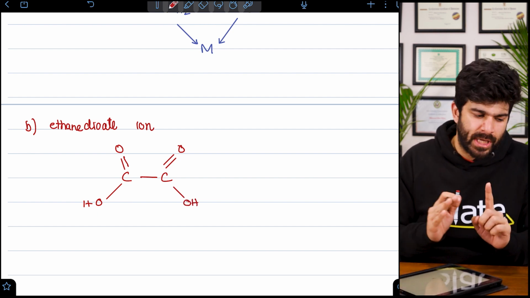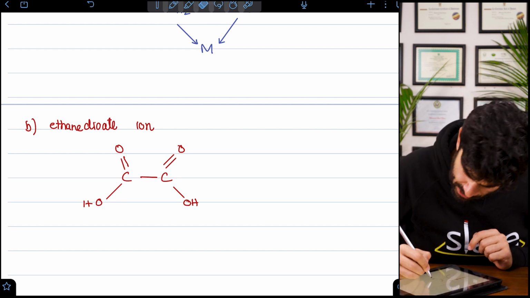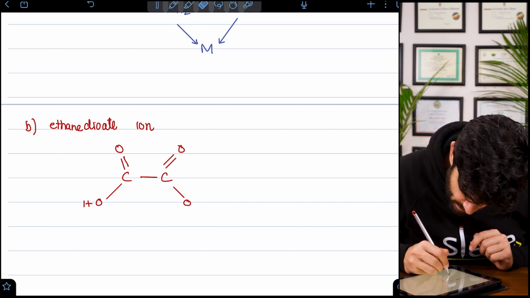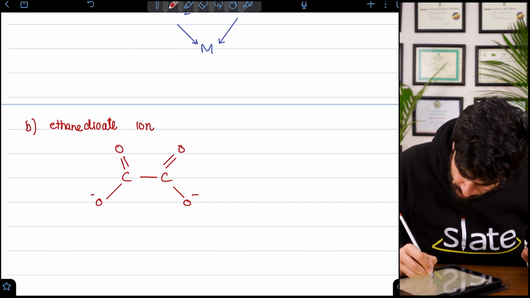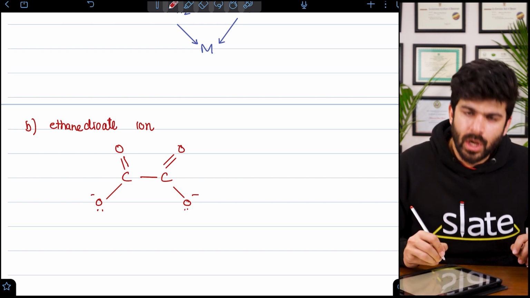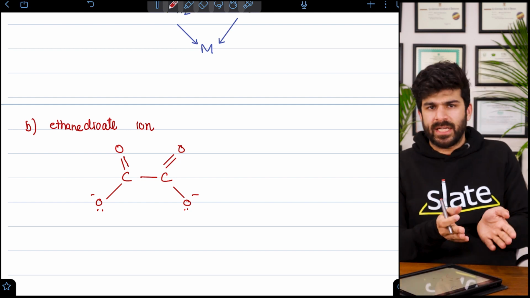That is ethanedioic acid. But students, if I remove the hydrogens here, there will be a negative charge and they will also have their lone pairs. So this is ethanedioate.